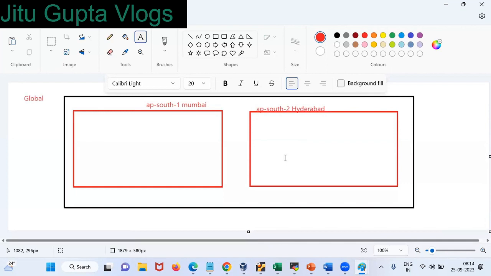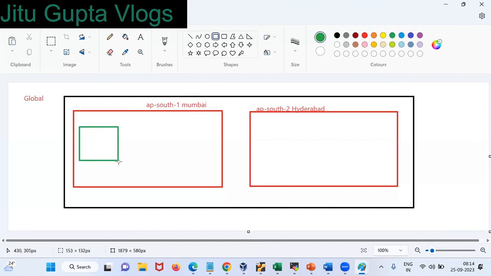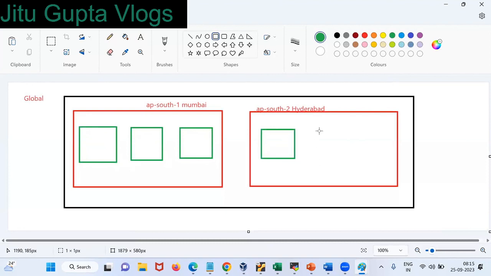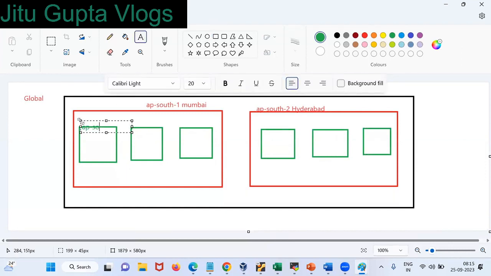Where should I draw them? Inside the regions. Clear? How many? 1, 2, 3. And here 1, 2, 3. Clear? Now I'm naming them here: AP South 1A, 1B, 1C. Clear, guys? Here, AP South 2A, 2B, 2C. Clear?